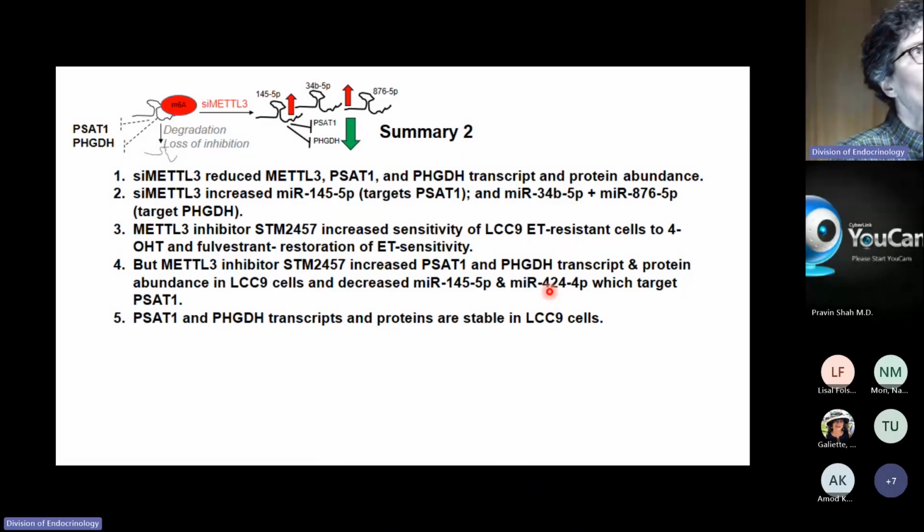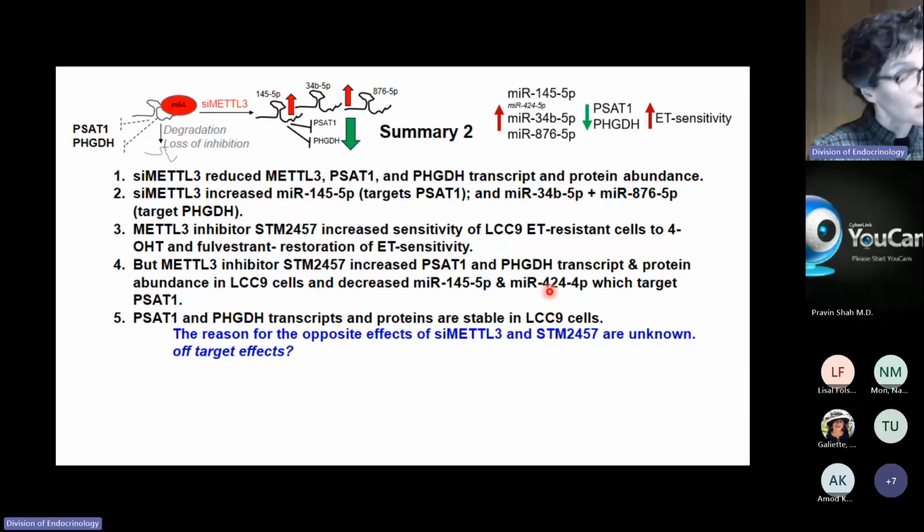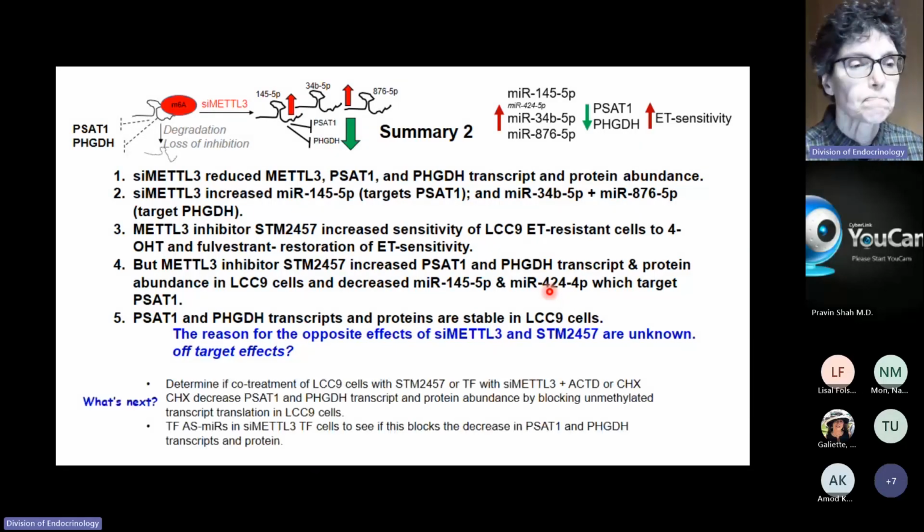So we'll have to do something a little bit different to get at what they do to the PHGDH targeting microRNAs. And we found that PSAT1 and PHGDH transcripts and proteins are very stable in LCC9 cells. And again, I don't understand the reason for the opposite effects of SI metal-3 and STM2457 unless it's off-target effects.